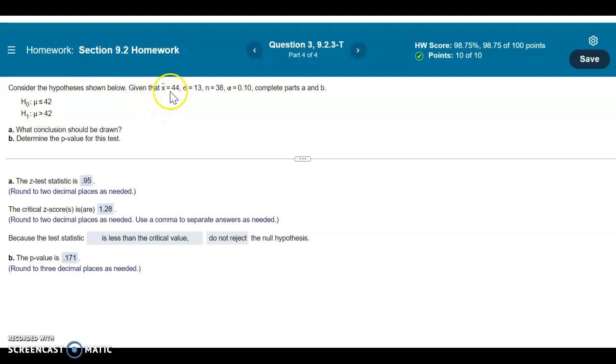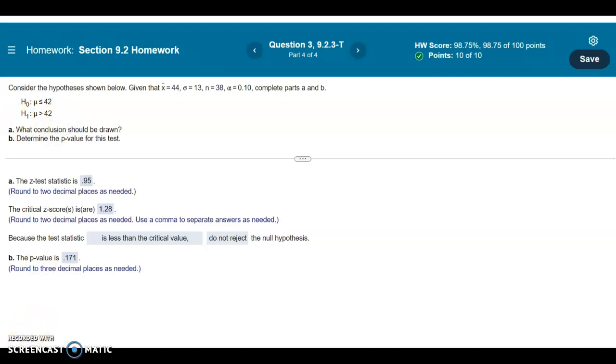And we're given the sample mean, the population standard deviation, we're given n, and we are given alpha. Now, if it says less than or equal to, or greater than or equal to, then we know that this is going to be a one-tail test, okay? So the alternate is greater than 42.